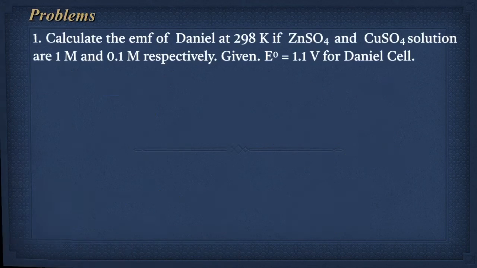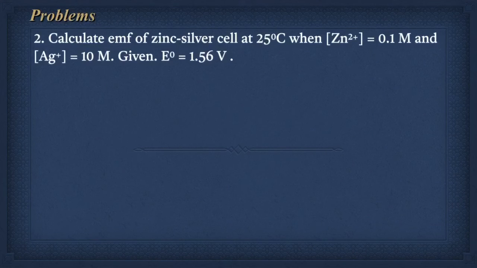So let's try to solve another problem. Here also they asked to calculate the cell EMF for the zinc and silver cell. The value for the zinc solution is 0.1 molar, and for the silver, 10 molar. Okay, so when the zinc is in contact with the silver, there is an oxidation of the zinc observed.